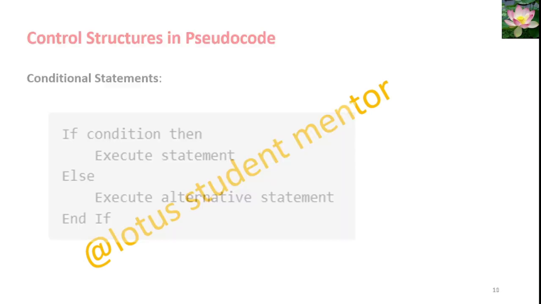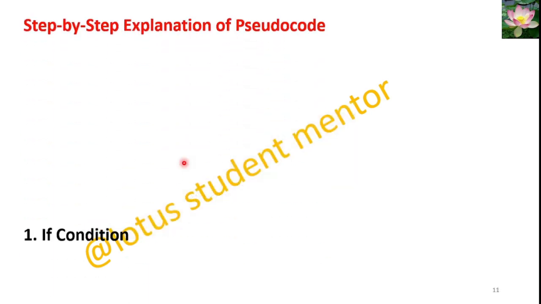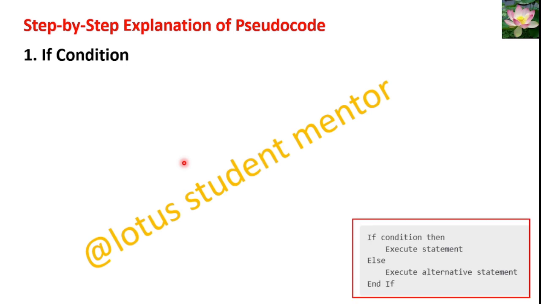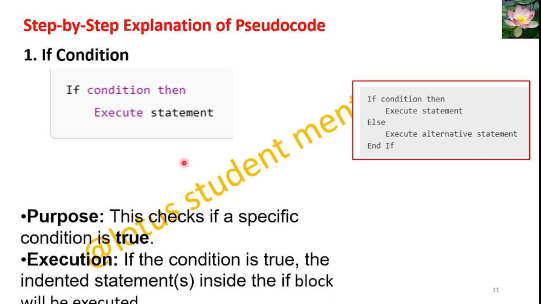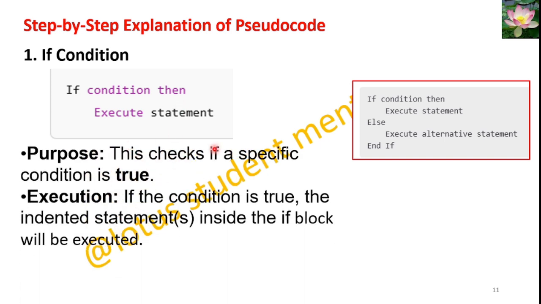Now let us see the examples and step by step explanation of the pseudocode. Now here we used the if condition, then execute a statement. The purpose of this if condition is that it checks if a specific condition is true. If the condition is true, the statement indented inside the if block will be executed.